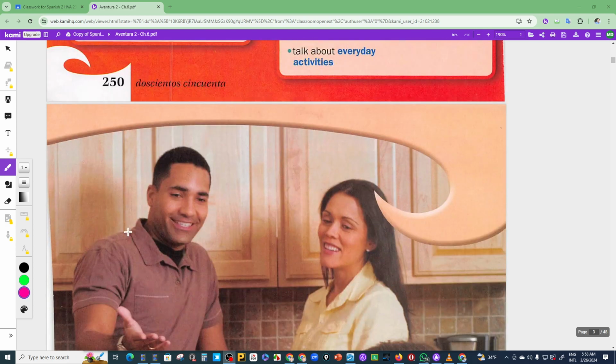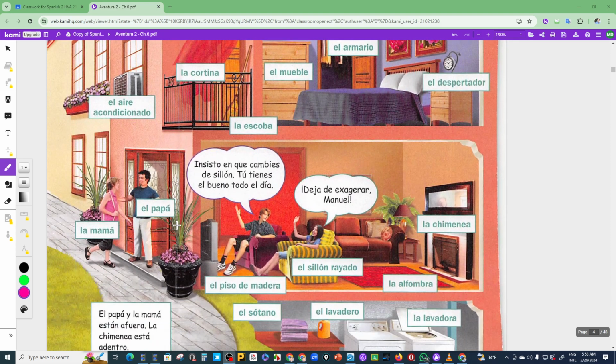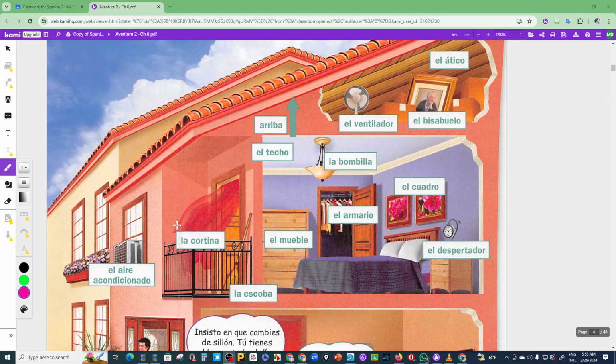Okay, so we're going to move to the vocabulary that we have at the home, items in the home, and other words here. So, arriba means above. El techo means the roof, techo, roof. Ventilador is fan. Bombilla is bulb. El ático, attic. El bisabuelo is the great grandfather. El cuadro is the picture frame.